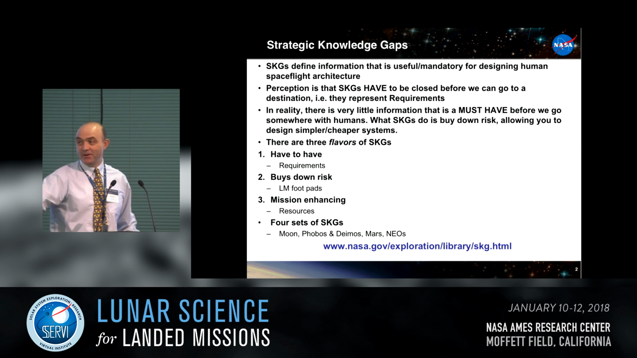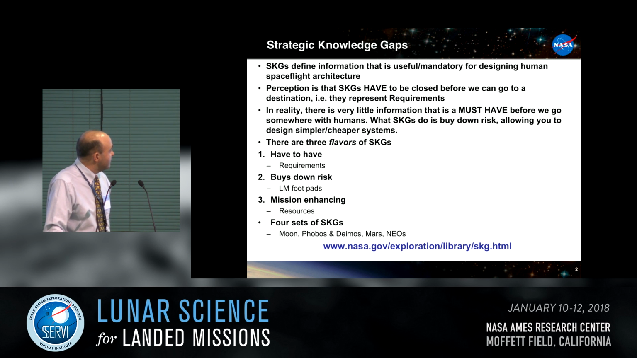Not enough from you. So there are two kinds of SKGs that we'll talk about today, because it's relevant that we can get information from some of these science lander missions that we're going to be discussing over the next 2.5 days. The key ones are probably the ones that buy down risk, and the analogy that I best use here is the size of the lunar module footpads.